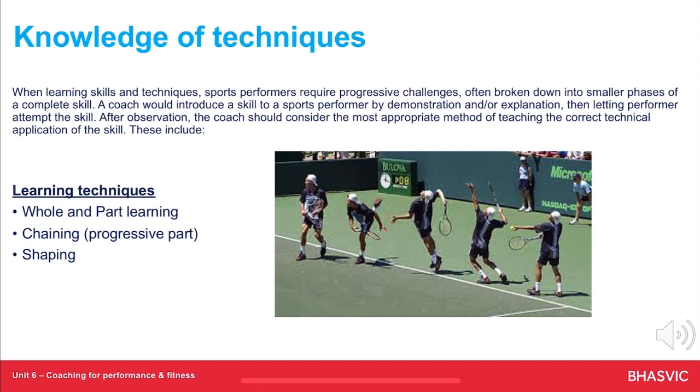You have whole and part learning, chaining, which is also known as the progressive part, and shaping. So whole and part learning is where a skill is broken down into individual segments to make it easier for struggling performers. Once each stage has been performed, the athlete attempts the whole movement. For example, shooting a basketball can be broken down into stages, starting with practicing correct technique on how to hold the ball, working all the way up to the execution of a three-point shot with good technique.